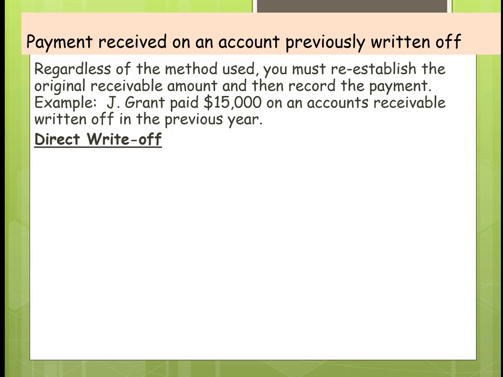Now, what happens if somebody decides to pay us after we've written them off? Well, regardless of the method used, you must reestablish the original receivable amount and then record the payment, whether you use the direct write-off or you use the allowance method. So, J. Grant paid $15,000 on accounts receivable written off in a previous year.